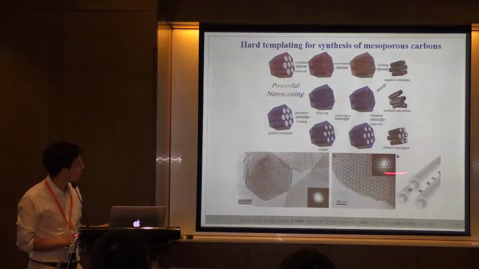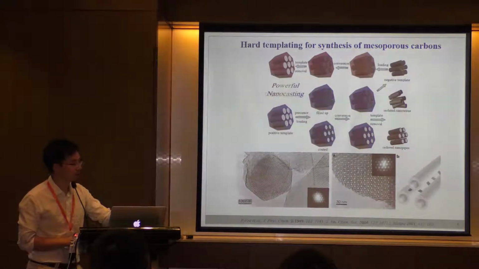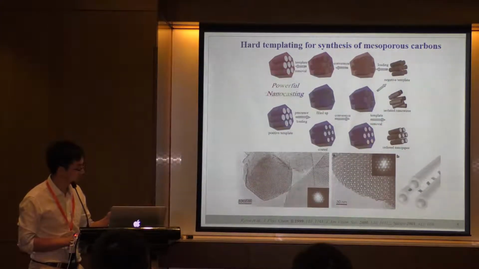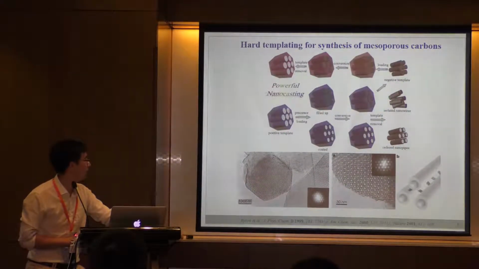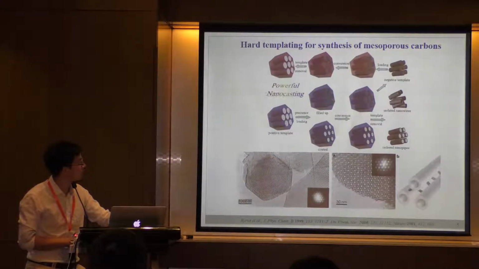There is a lot of research work to control the template itself, as well as to adjust the precursor to control the interaction between the template and the precursor to get different structural materials. Also, this kind of replica can be used to repeat this process to get what we call a positive replica. So this is a little bit of history.